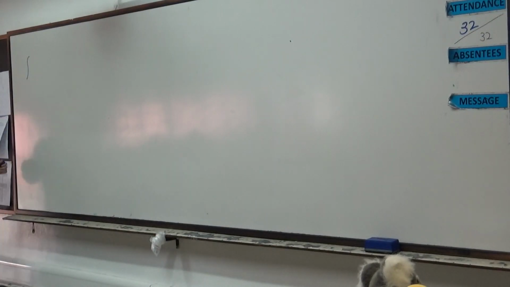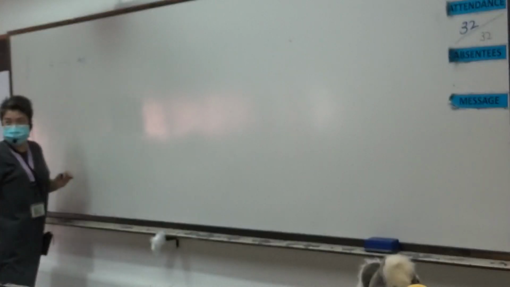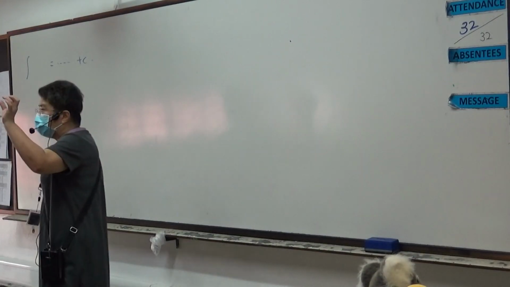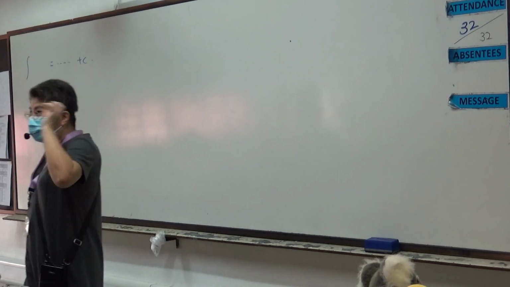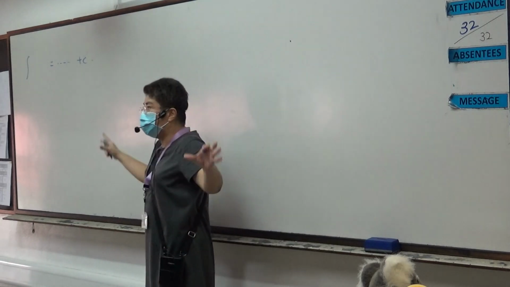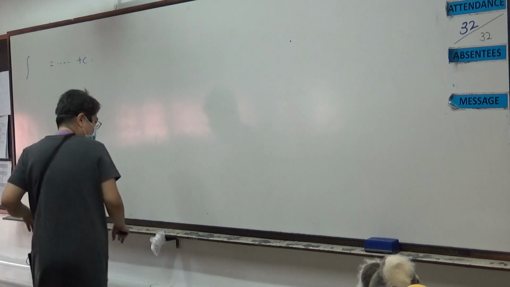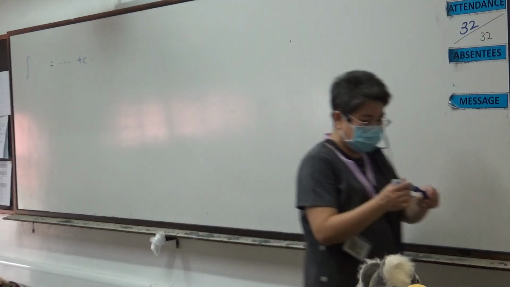Now, for indefinite integral, that means there's no boundary. When you integrate, there's a plus C, a constant. For definite integral, there's no plus C, it's just a number. I'll explain to you why. I'll give you an example. What is a definite integral?